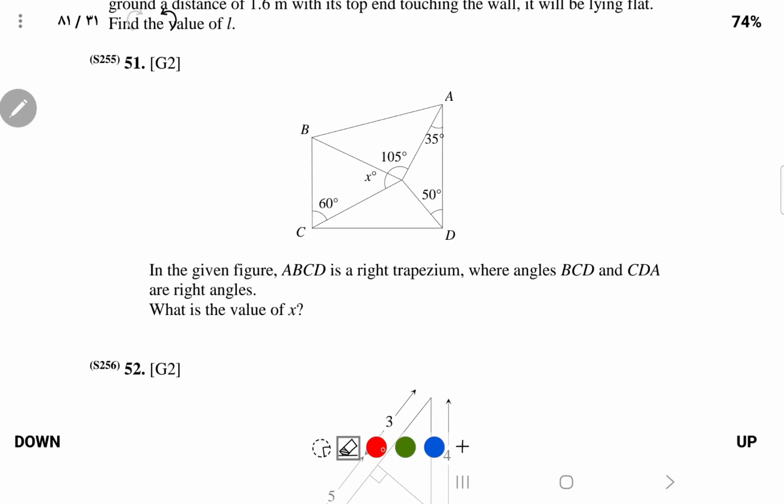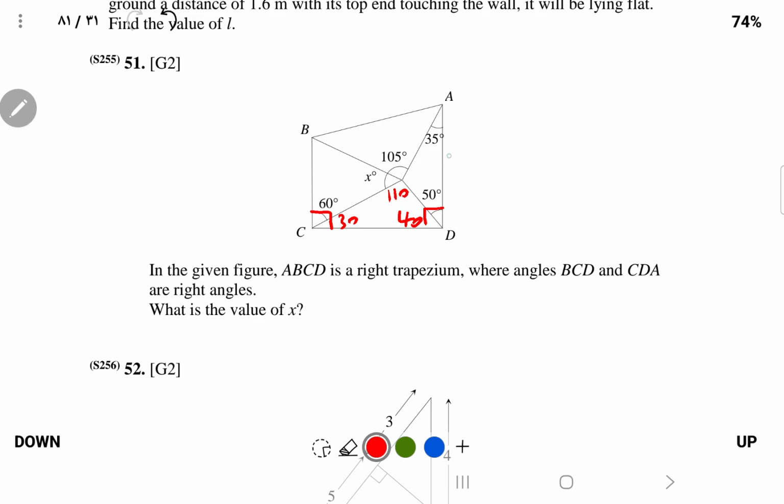Question number 51. So it's given the figure ABCD is a right trapezium where angles BCD and CDA are right angles. So here you have 90 degrees and here you have 90 degrees. This means here you have 40 and here you have 30. And if these two, 40 and 30, you add them, then you subtract from 180, you can get the third angle. It would be 110.